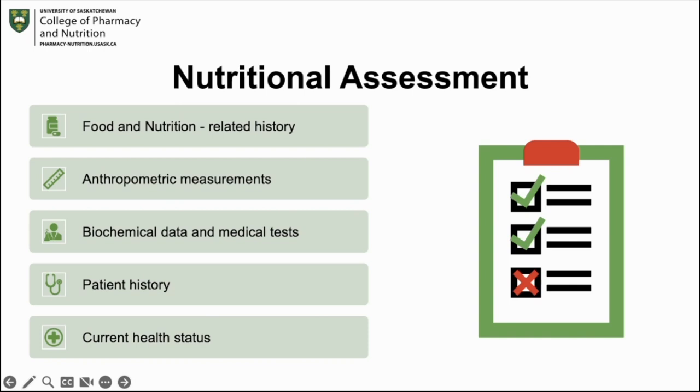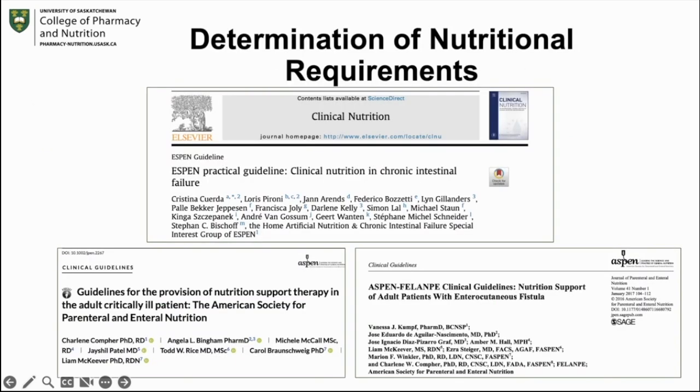losing fluids and electrolytes. In order to determine nutritional requirements, dietitians follow clinical practice guidelines and expert consensus recommendations for varying disease states and conditions. So, for example, here at the top, we have a practice guideline for nutritional management of individuals with chronic intestinal failure. On the bottom, we have critical practice guidelines for nutrition support for critically ill patients and for patients with enterocutaneous fistula.